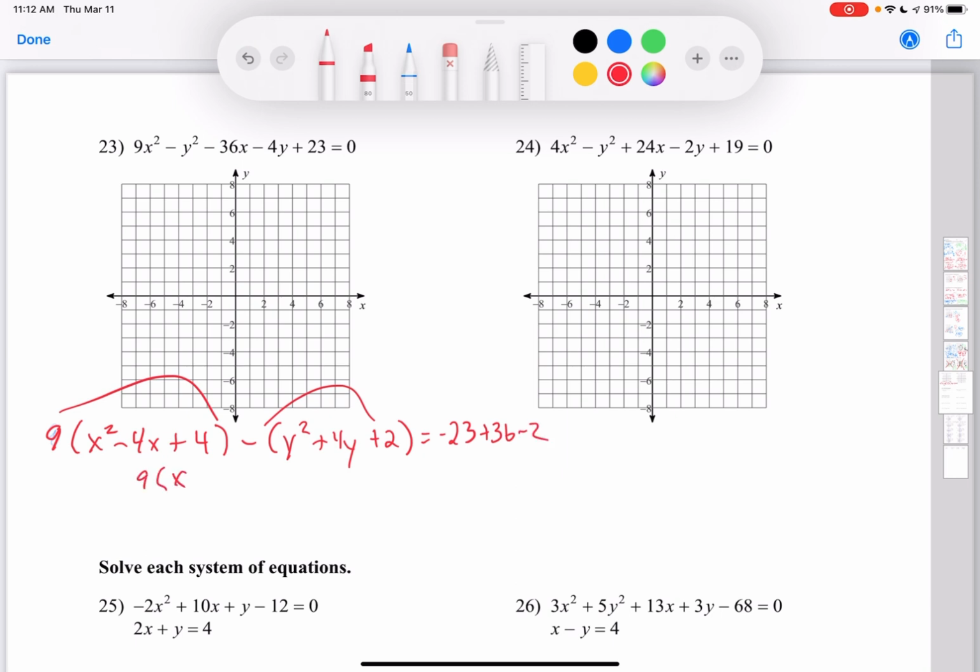So we've got 9 times x minus 2 squared minus y plus 2 squared equals 9. So divide by 9. We get an equation of x minus 2 squared over 9 minus y plus 2 squared over 9 equals 1. So we get a center at 2, negative 2. Yep, so we get a center at 2, negative 2.